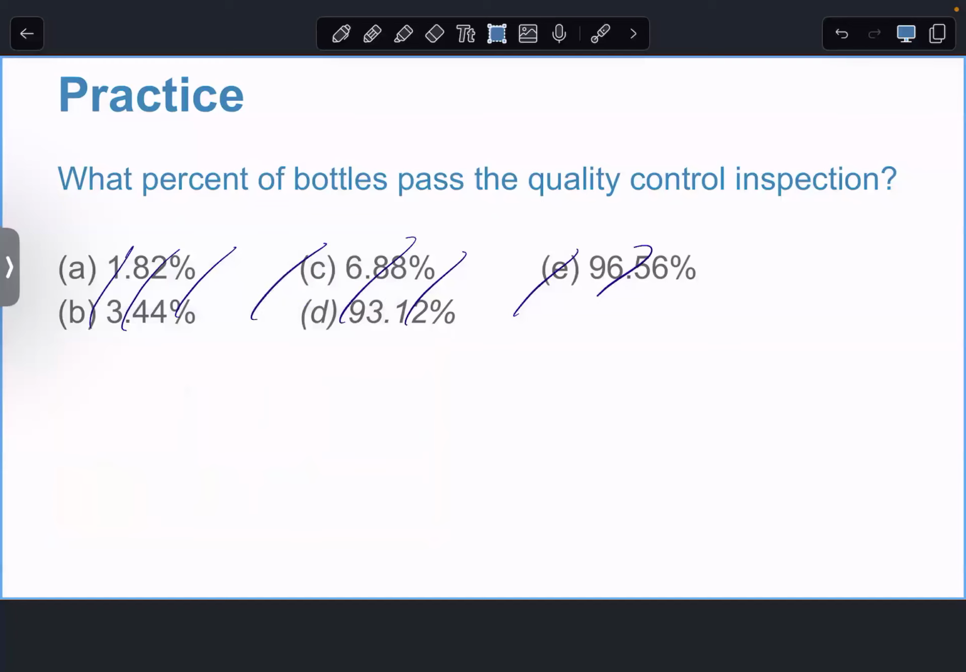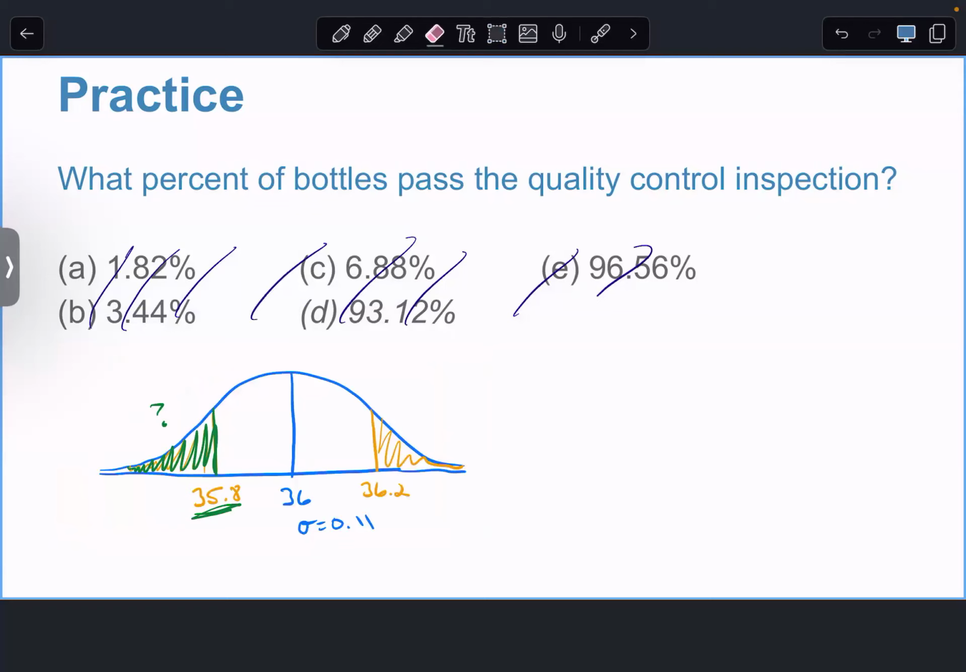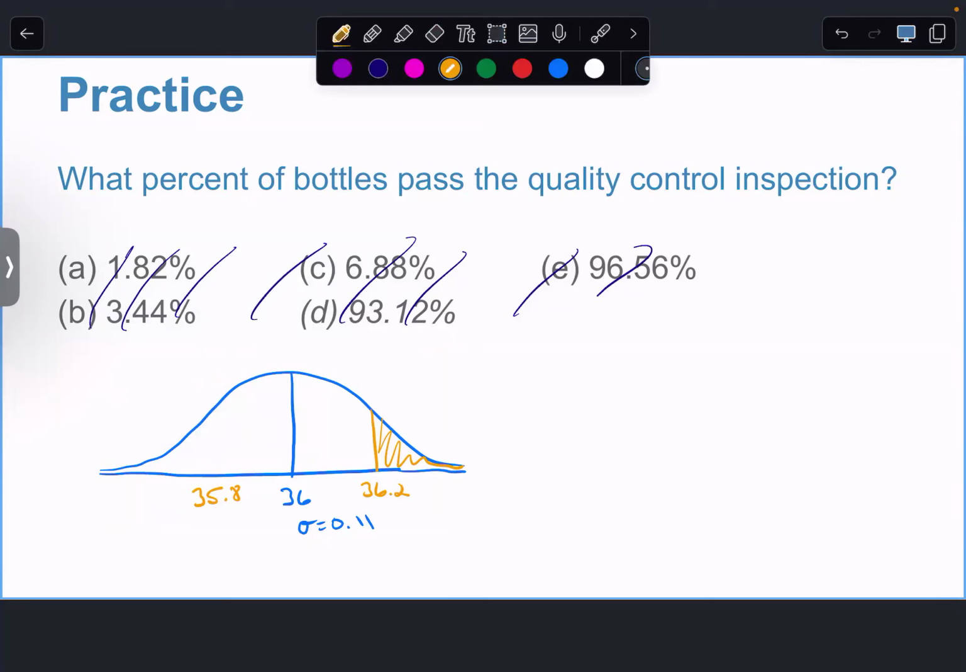Oh, actually, because I want to delete this. Orange. The orange highlights are the ones that do not pass inspection, right? And so let's use pink for the ones that pass the quality control. That would be all the area between these two values, right?